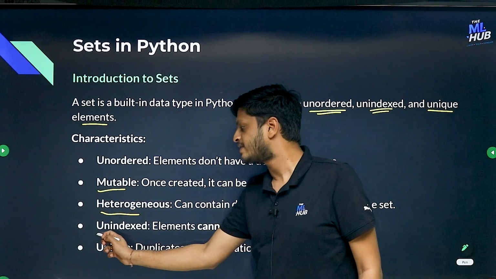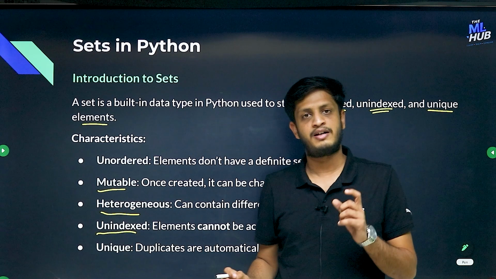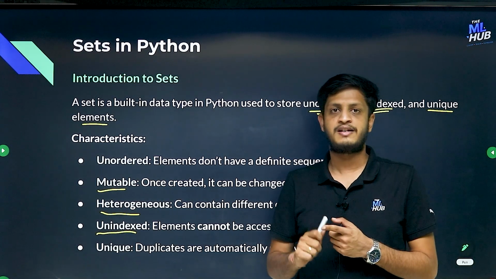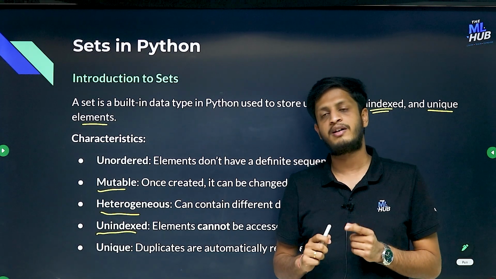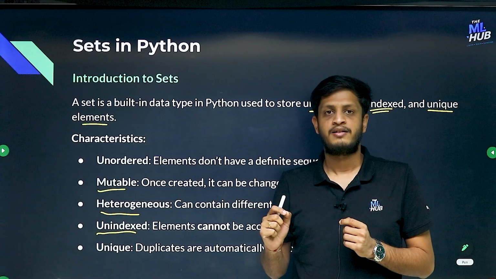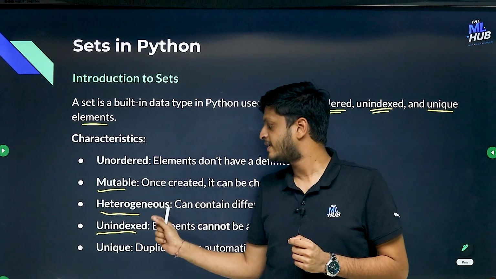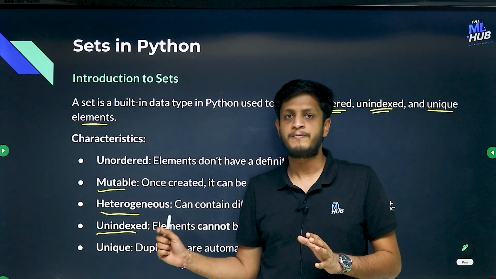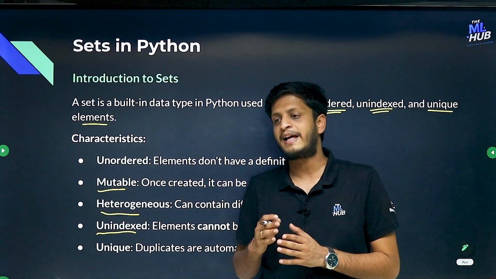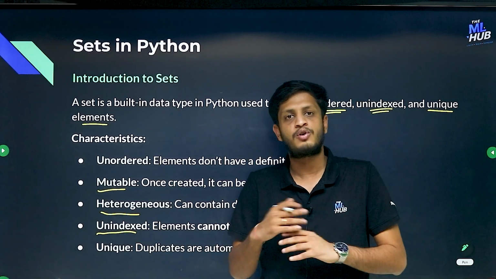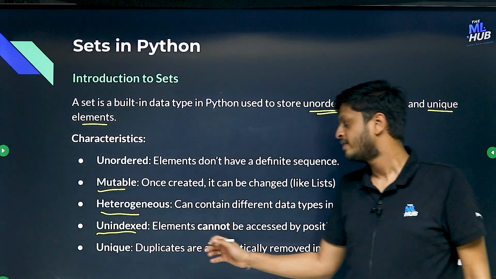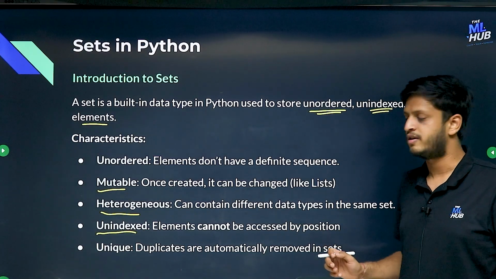It is unindexed, which means elements don't have an index or position. Strings, list, tuple, whatever we have seen till now, everyone had indexing and they were ordered, but set is the first data type that we are seeing which is unordered and unindexed, which means you cannot access an element using its index. There is no concept of index in a set. So elements cannot be accessed by their position.